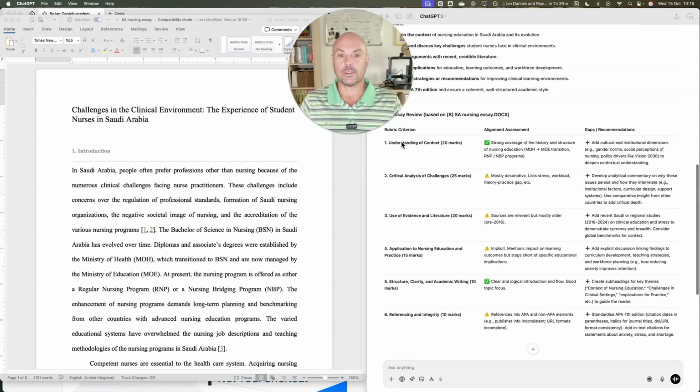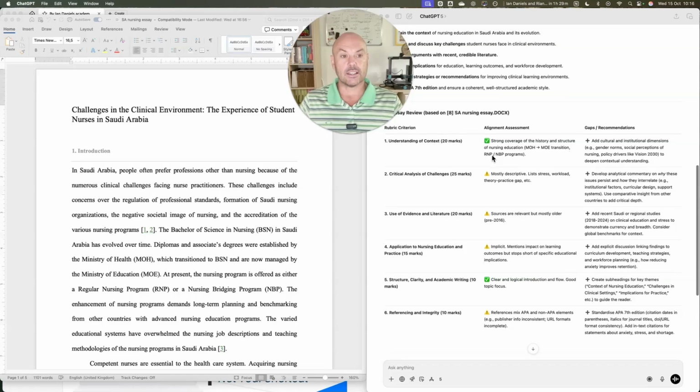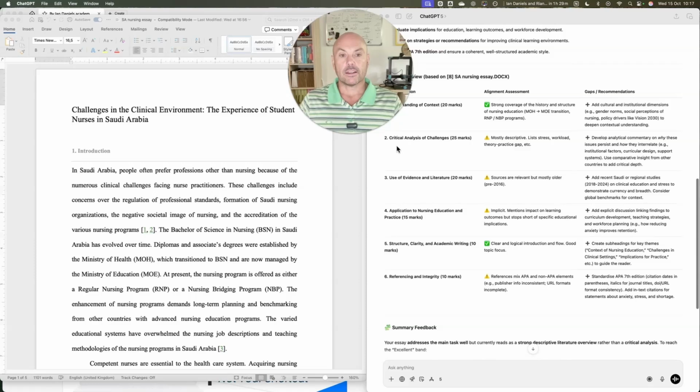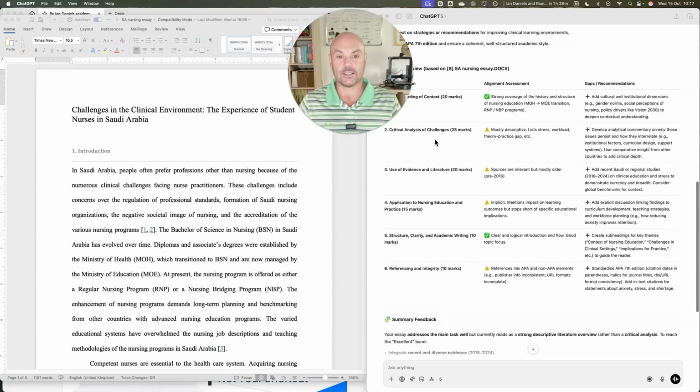Looking at the table that ChatGPT has given us here, understanding the context. Okay, so we've got a tick there. That's good. There are some improvements that can be made. Critical analysis of challenges, mostly descriptive. Now, this is a very common issue and something I work with a lot of students about. Their writing is described by their tutors as mostly descriptive, and it needs to be critical, analytical, bringing together, synthesizing the information that you find.